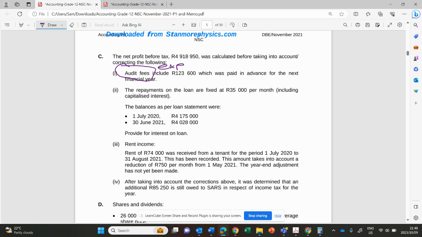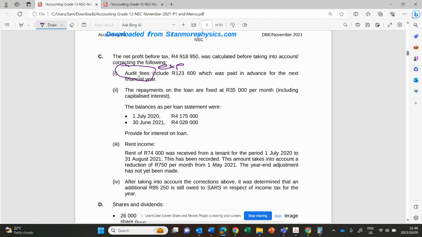So what's happening now? This is an expense for the next financial year. So the expense, we subtract expenses, right? They subtracted the whole audit fees amount, of which the audit fees are for the next financial period, so it was not supposed to be taken into account as an expense for the current financial year.